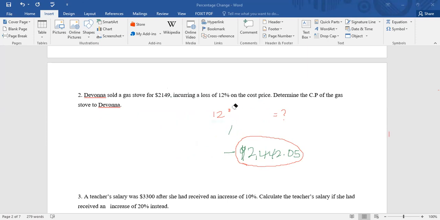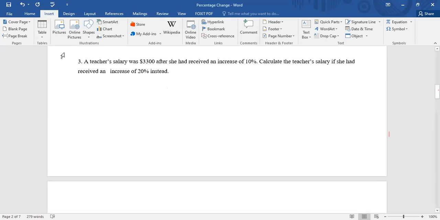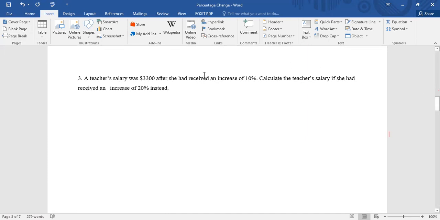Okay, so we'll clean the screen before we work the third example. All right, so here we move to our final example. This one is a little tricky, so I'm going to take my time while explaining it.